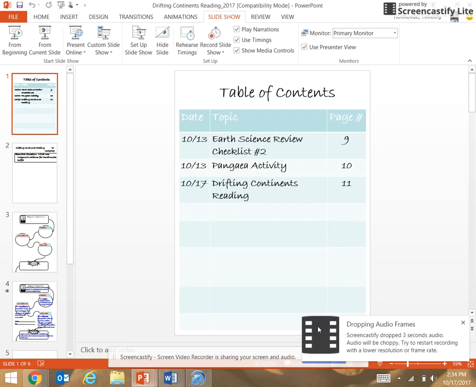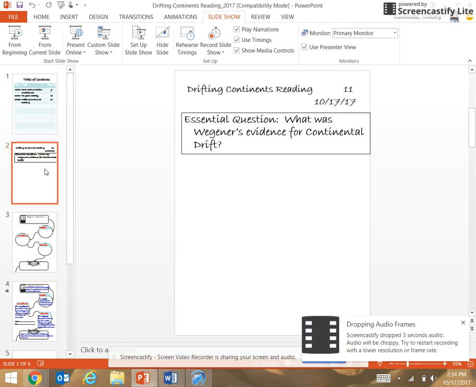After that, we set up your notebook for today, which was the Drifting Continents reading. Your question today was, what was Wegener's evidence for continental drift? So it was a nice theory, but as a student, you'll be expected to describe and explain all of the different parts of evidence that supported the theory of continental drift.